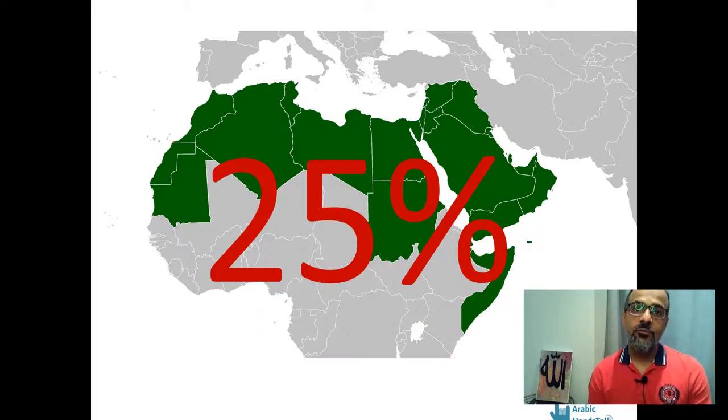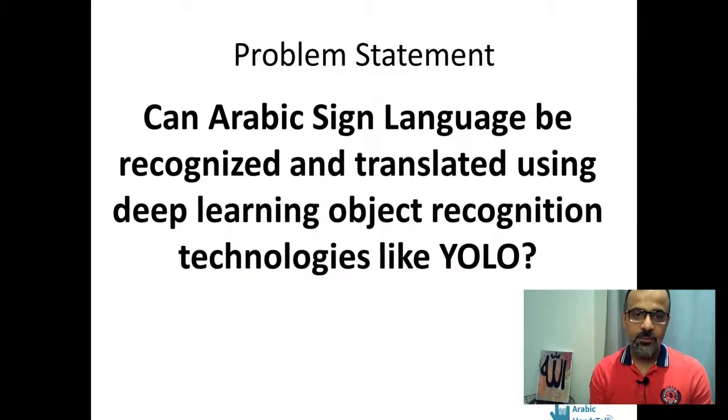25% of the deaf community in the world comes from the Arab world, and this shows how important it is to come up with intelligent, smart solutions to help deaf people to hear us, and we understand them, to bridge the gap between us as normal people and deaf people. This brings me to the problem statement: can Arabic Sign Language be recognized and translated using a deep learning technique, and more specifically deep learning object recognition technologies like YOLO?